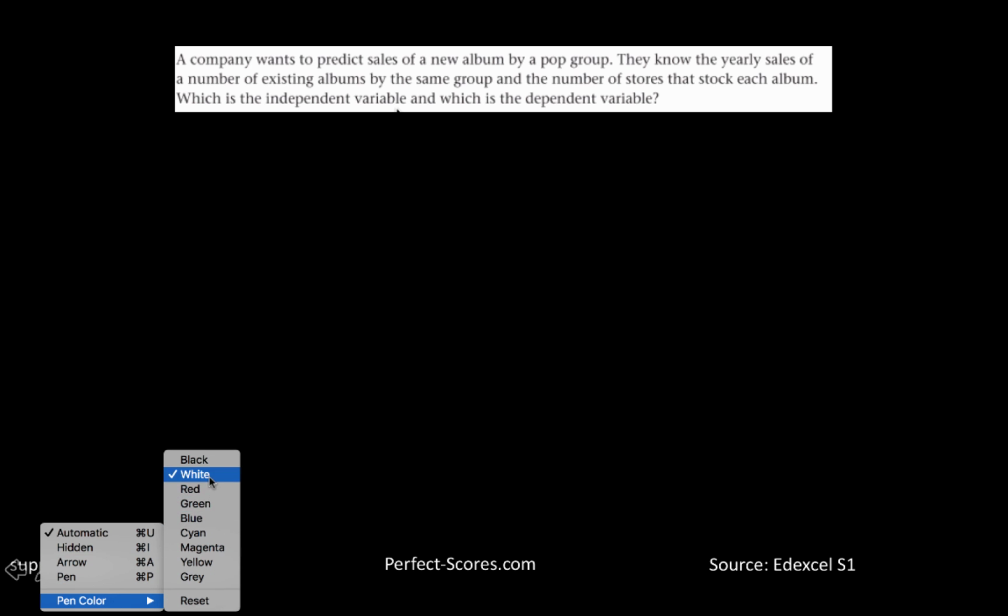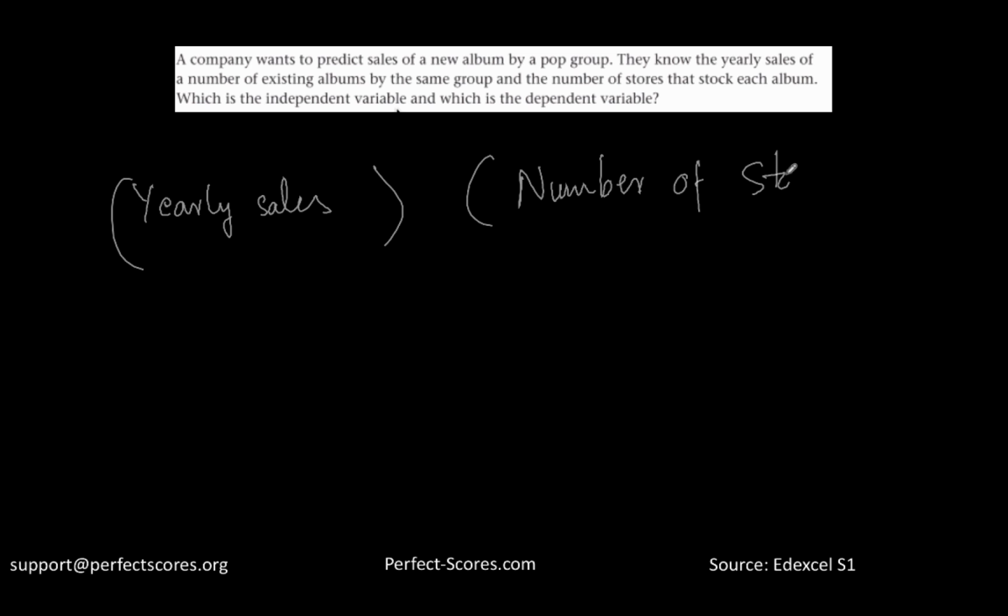Let me give you a simple example. Let's suppose a company wants to predict sales of a new album by a pop group. They know the yearly sales of a number of existing albums by the same group. So that's one variable. And they have the number of stores that stock each album. That's another variable. Now, tell me, which came first? Did the number of stores which stock the album come first, or did the yearly sales come first? Obviously, the number of stores which stock the albums came first.